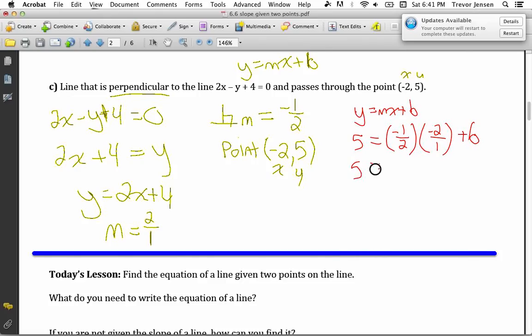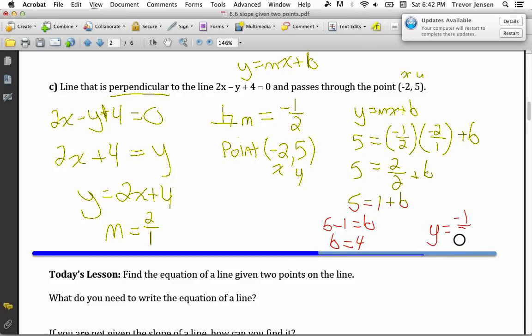So 5 equals negative 1 times negative 2, which is 2. 2 times 1 is 2. 2 divided by 2 is 1. Move the 1 to the other side. 5 minus 1 equals b. Therefore, b equals 4. So the equation of my line is y equals negative 1 over 2x plus 4.